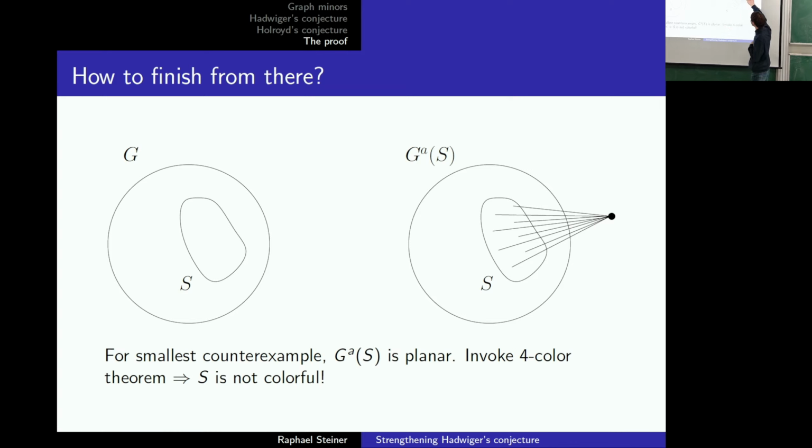Now just forget about this vertex. There's one color which does not show up in the set, right? Contradiction. That's the end of the proof. But the hard part is really getting all these properties. I mean, obviously it's not obvious why a smallest counterexample has to have this property.